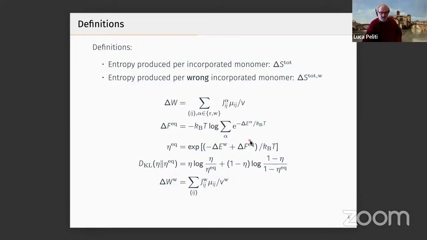What is the difference in free energy between the initial and the final state? Well, at the end of the day, what we get is a monomer which lies specifically in its state, maybe right or wrong, but it is at equilibrium at a given temperature. So you have the difference of the partition function of a free monomer with respect to the bound monomer, and you have to take into account that you have monomers of different kinds. So you have to sum over all the different kinds of monomers. It depends on whether it is right or wrong. What is the error rate?